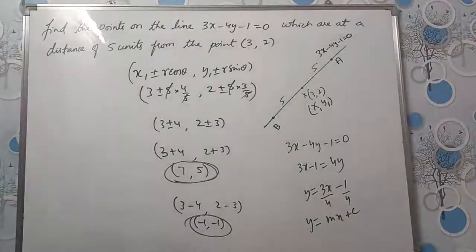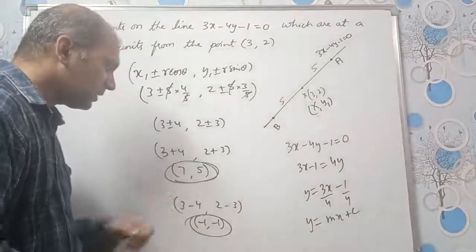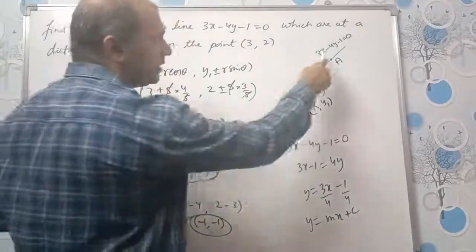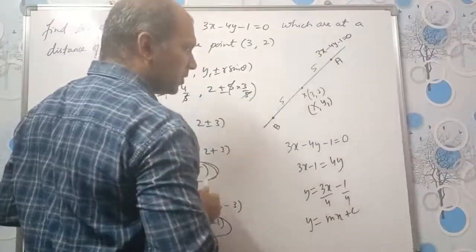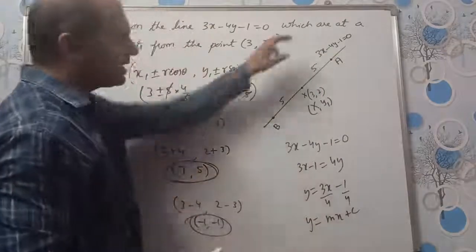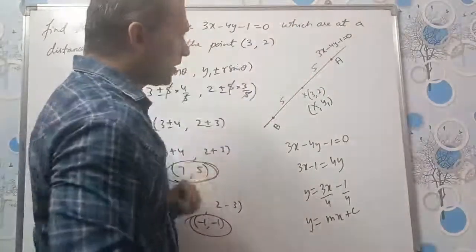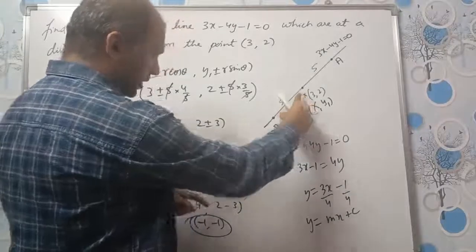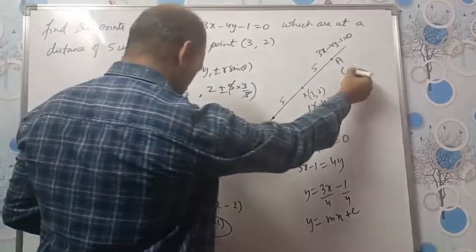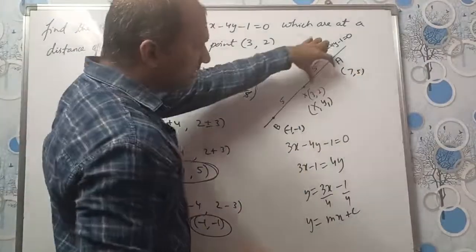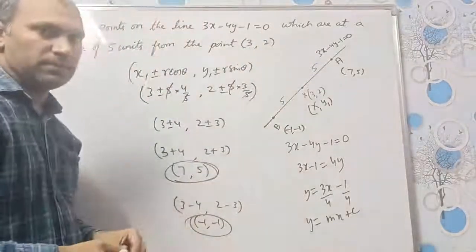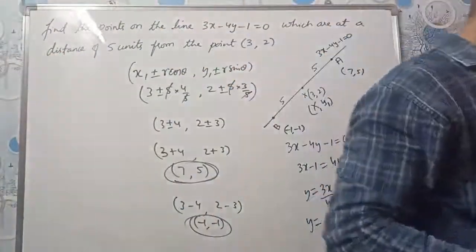How should we verify whether our answers are correct or not? We can substitute (7, 5) and (minus 1, minus 1) in this equation, because these 2 points are lying on this line, right? So these 2 points should satisfy this. Or we can find the distance between these 2 points. Let us say B is (minus 1, minus 1) and this is (7, 5). Find the distance between these 2 points. It should be equal to 5. I hope this question is clear.